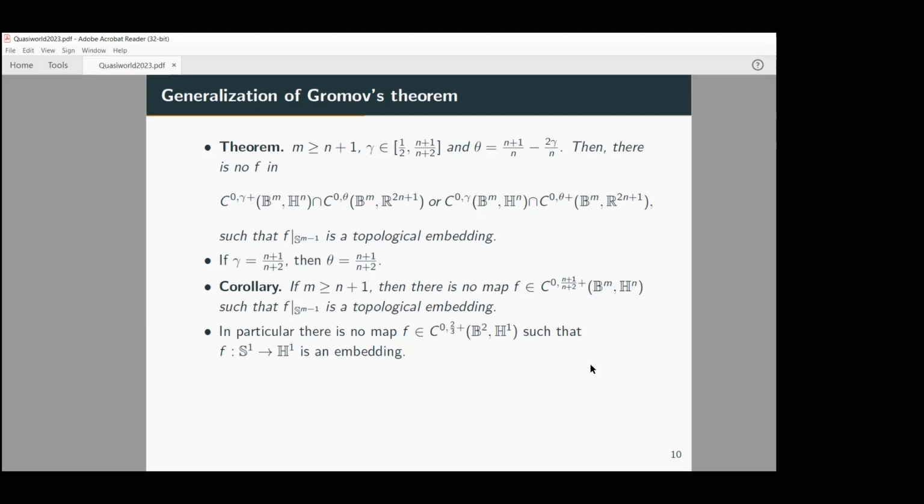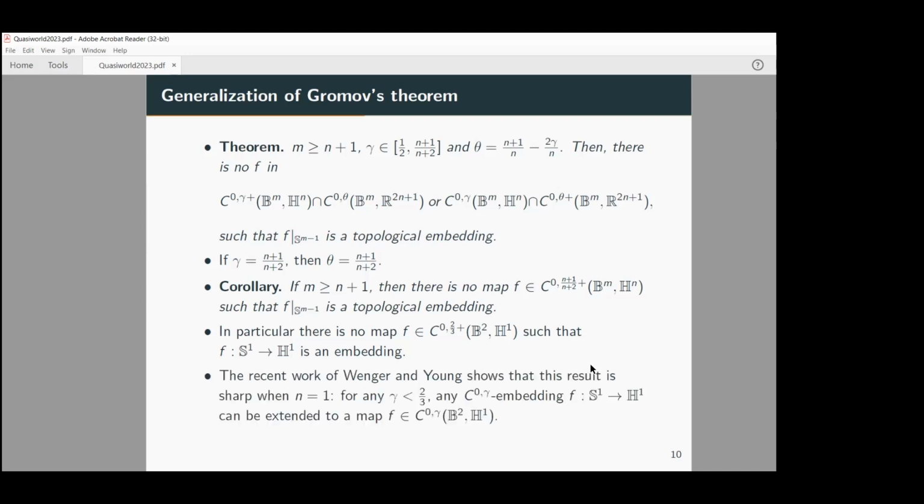Okay, so in particular, there's no mapping from the two-dimensional ball into H1 in the 2/3 plus case. However, the case whether there is such a mapping in C0 2/3 is open. And this result is sharp because Wenger and Young showed that for any gamma less than 2/3, there is a Hölder continuous mapping from the two-dimensional disk into H1, which on the boundary is an embedding because you have the extension property. So this shows that it's sharp. But the case when you are looking at the mappings in the class C0 2/3, this is the open case.